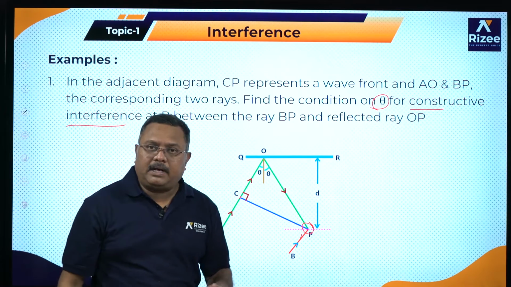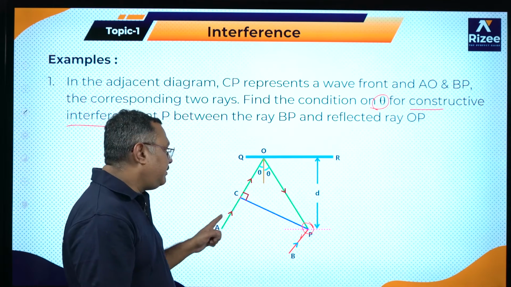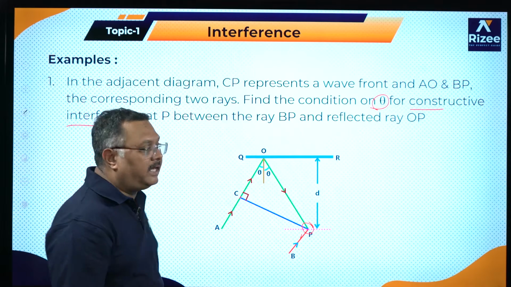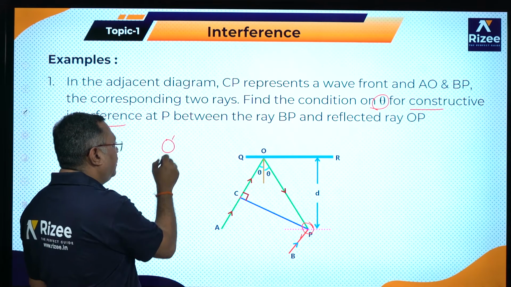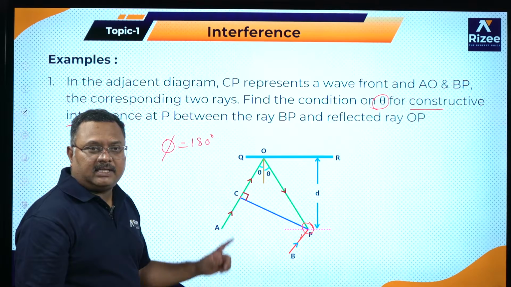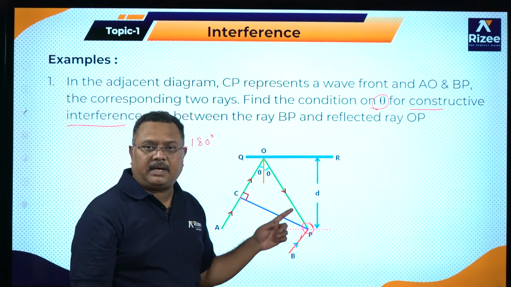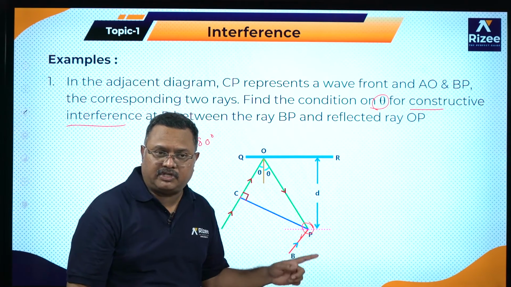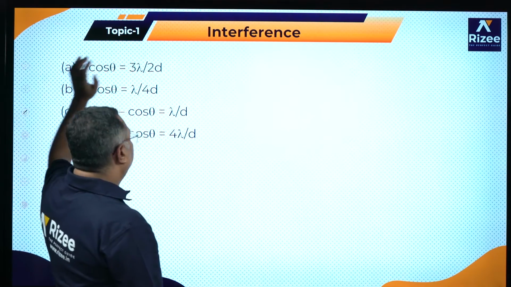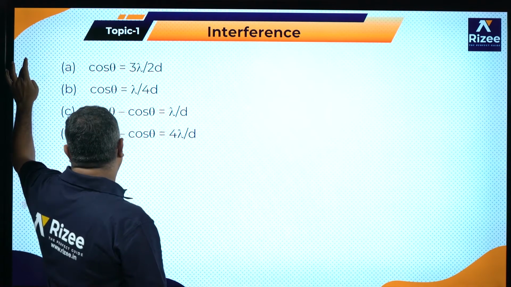Remember one particular point in this question. Here there is a reflected light ray. Don't forget that point. Due to the reflection, there will be a phase difference of 180 degrees initially. If there is a phase difference of 180 degrees, there should be a corresponding path difference also initially, that is lambda by 2. Now, examining this, these are the options for this one.